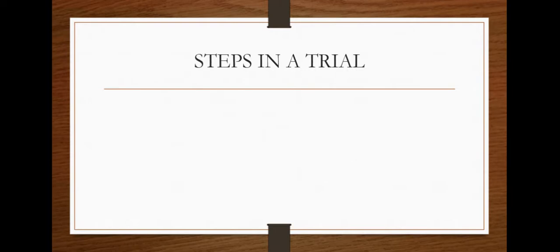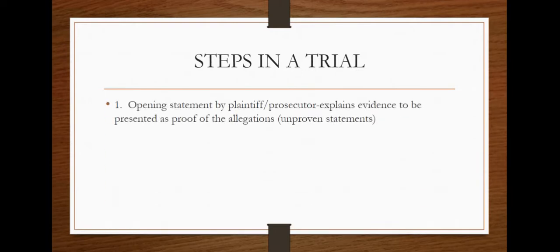The first step is the opening statement, made by the plaintiff or the prosecutor. They explain the evidence to be presented as proof of the allegations, unproven statements. So they give an overview of what they are going to try to prove, what crimes have been committed, et cetera, and what they are going to show in the case. They get to go first because they have the burden of proof. They are bringing the charges against the defendant. And remember this idea that we have in our country: you are innocent until proven guilty. The burden of proof rests on the plaintiff and the prosecutor, so they get to go first.